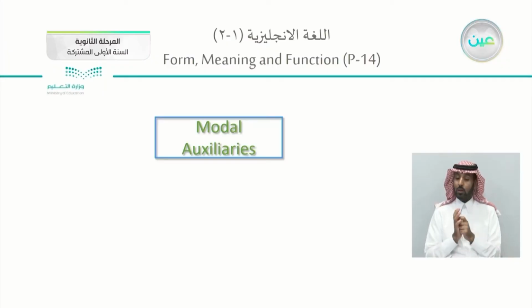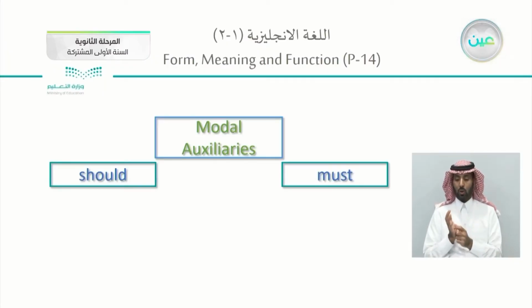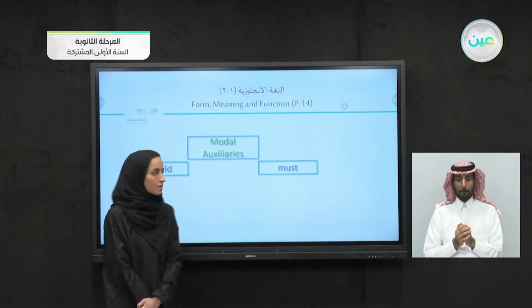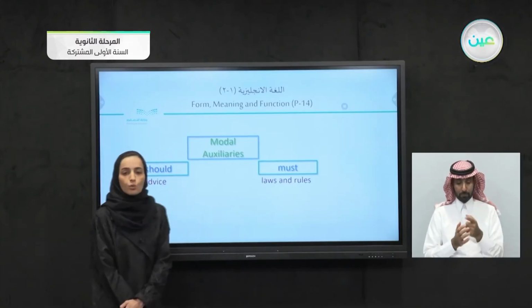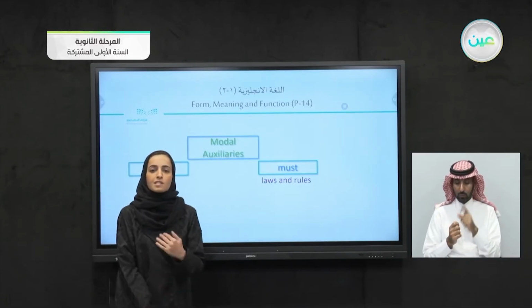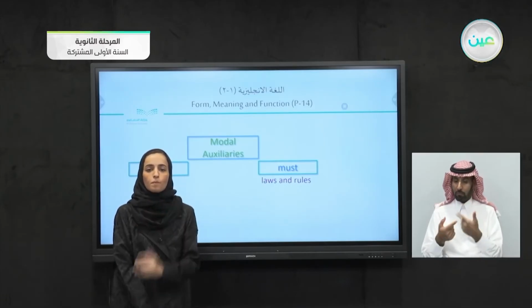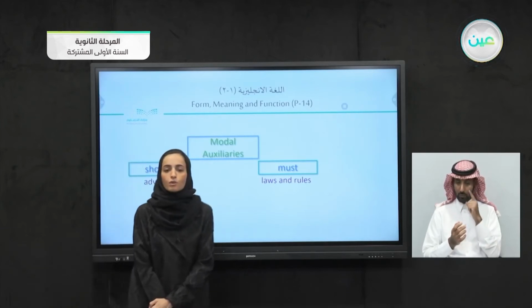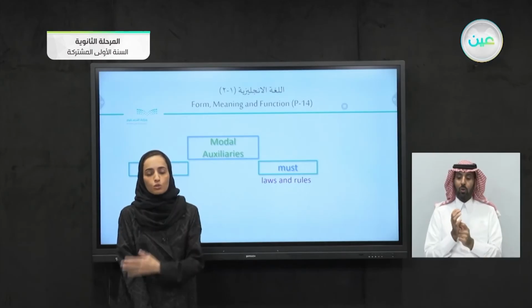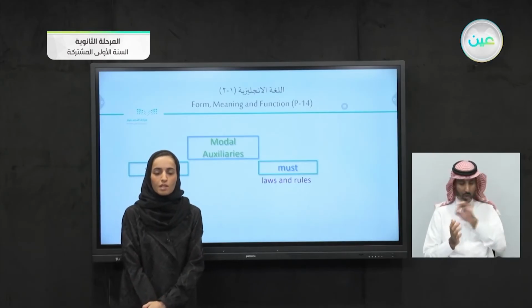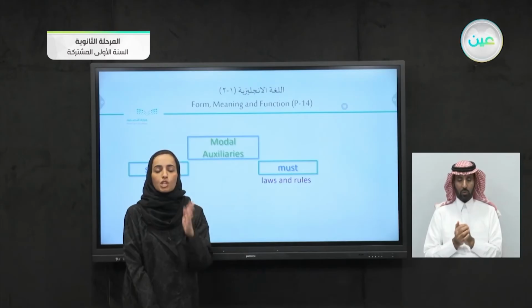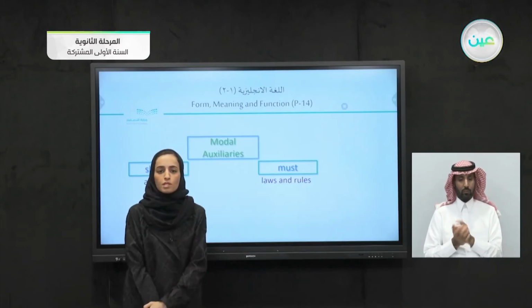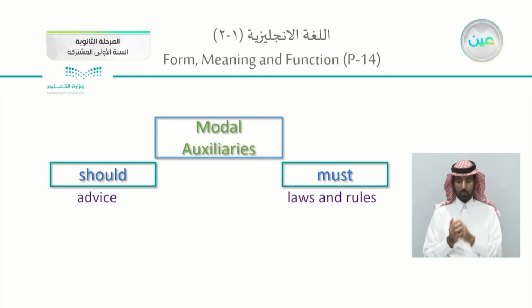So the modal auxiliaries we will speak about today are should and must, shouldn't and mustn't. We use should if we want to give advice. Advice is a suggestion from me to you, or from you to someone else. We use must if it is the laws and the rules. It is not a choice. You can't just do it or leave it. It is actually compulsory. You have to do it. No choice here. It is the laws and the rules.